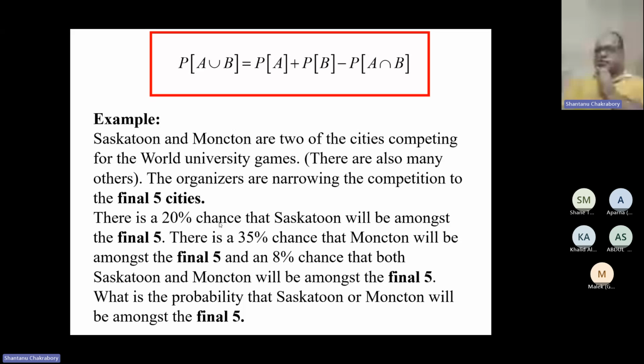Saskatoon and Moncton are two of the cities competing for the World University Games. The organizers are narrowing the competition to the final 5 cities. There is a 20% chance that Saskatoon will be among the final 5, a 35% chance that Moncton will be among the final 5, and an 8% chance that both Saskatoon and Moncton will be among the final 5. What is the probability that Saskatoon or Moncton will be among the final 5?